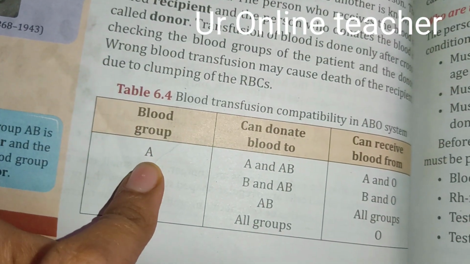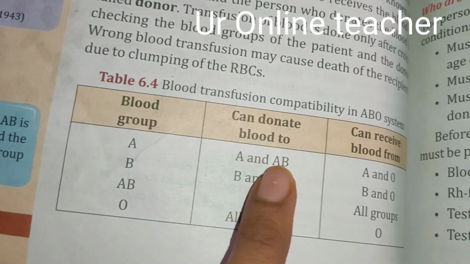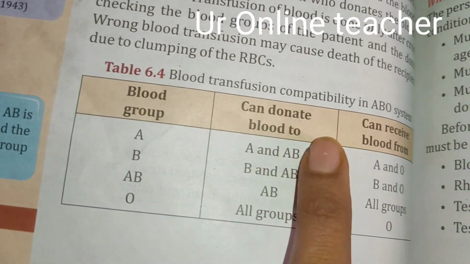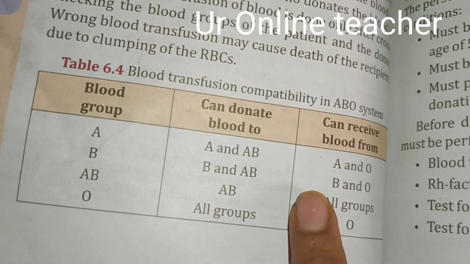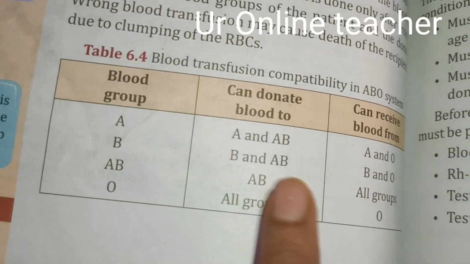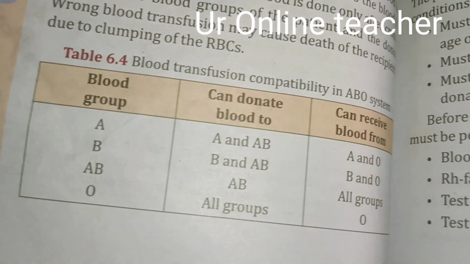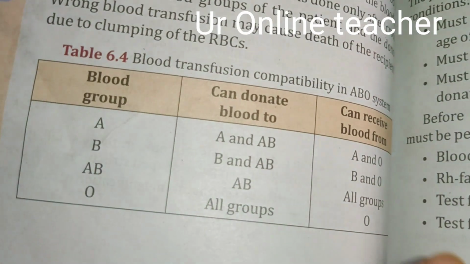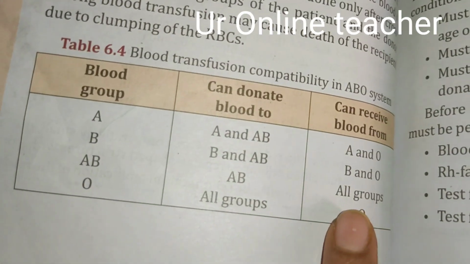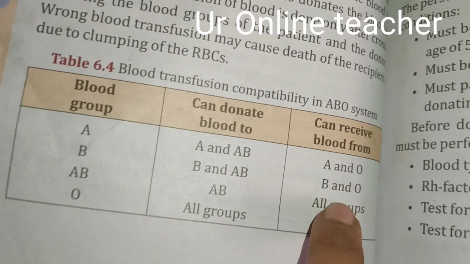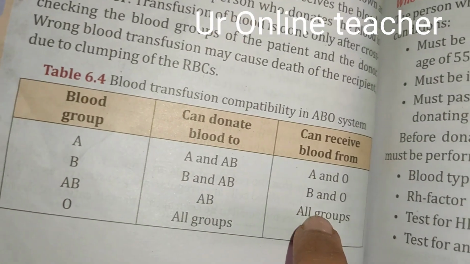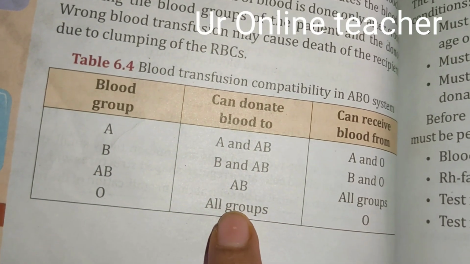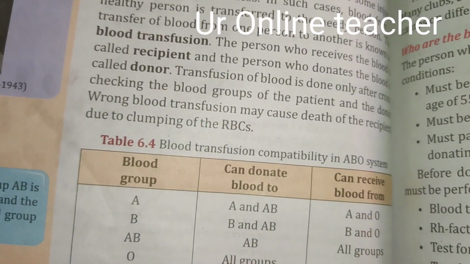See, a blood group A person can donate to A and AB and can receive from A and O. A blood group B person can donate to B and AB and can receive from B and O. A blood group AB person can donate to AB and can receive from any group. And a blood group O person can donate to all groups, but can receive blood only from O. So AB can receive from all groups, so he is a universal recipient, and O can donate to all groups, so he is a universal donor.